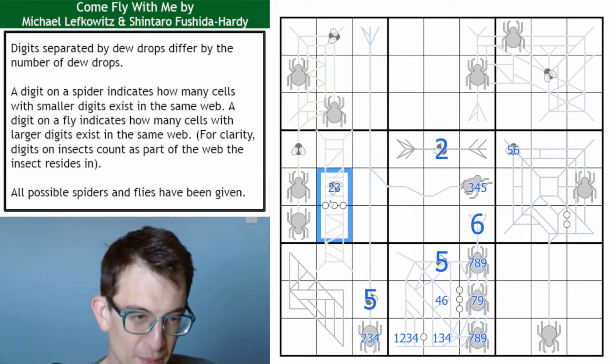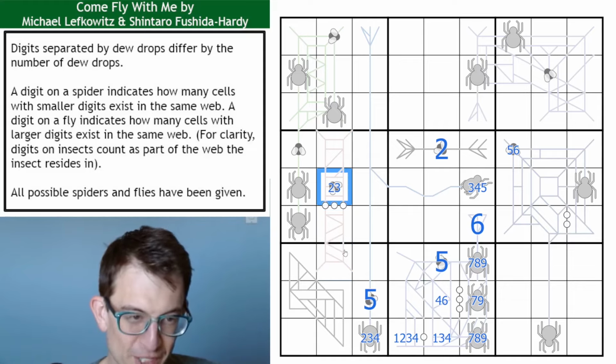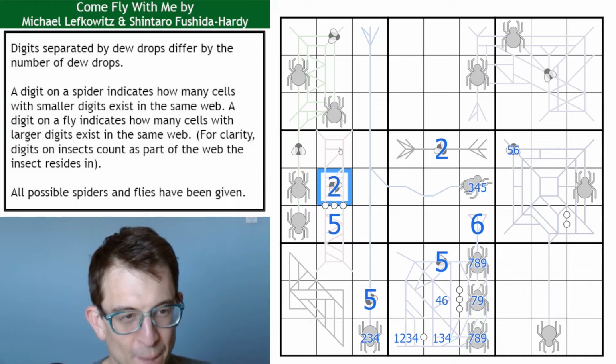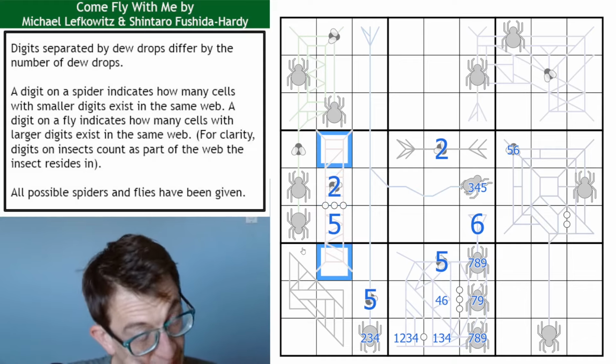But the 3 dewdrops is also interesting because it has to be bigger. So that's 5 or 6. Oh, and 6 is taken. So that's 5. That's 2. So now there's no 1 on here, is the only thing I know from the fly.